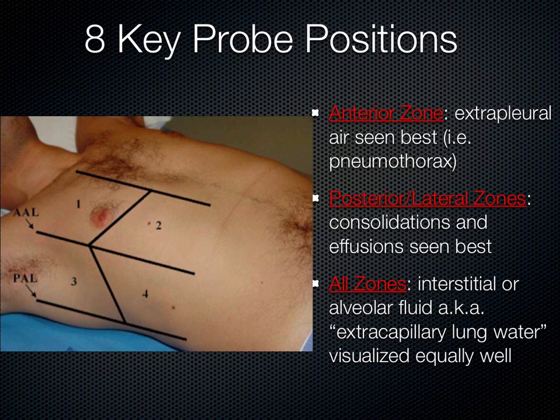So this is the zone where we focus when we're looking for pneumothorax. Posterior and laterally are the dependent zones, and in these areas we can best see consolidations and effusions. And in all zones, we should equally be able to see extracapillary lung water, such as is represented in pulmonary edema, both cardiogenic and non-cardiogenic.